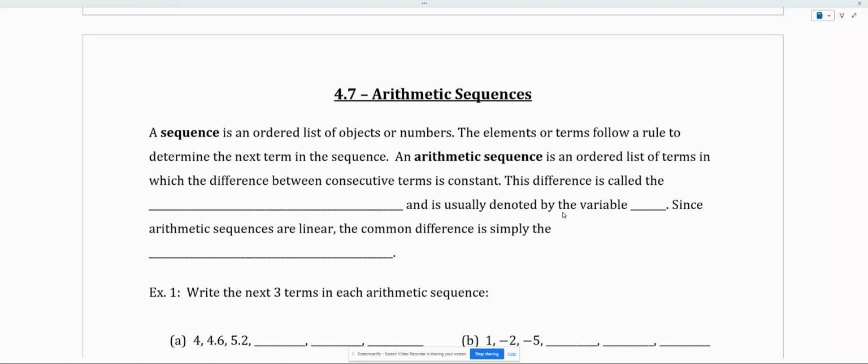A sequence is just an ordered list of objects or numbers, okay? And the elements or terms follow a rule to determine the next term in that sequence. All right, and we're going to look at these in very simple cases.